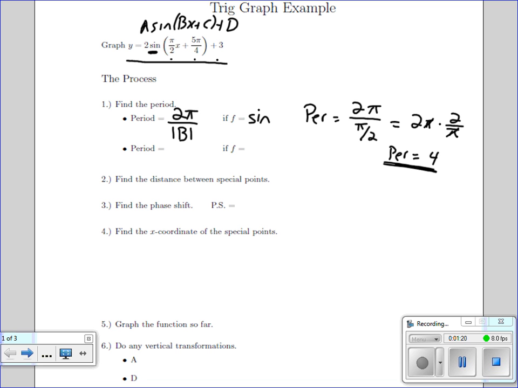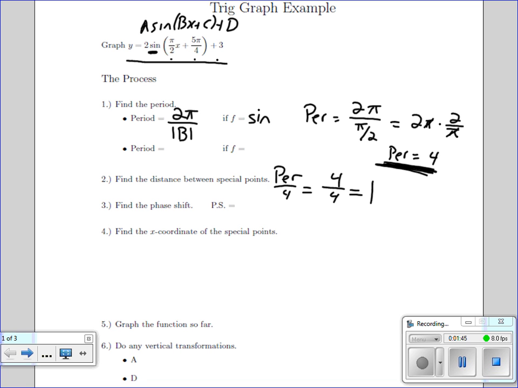The next thing to do is find the distance between our 5 special points on the graph. The period was the distance before the graph starts repeating itself. Each special point will be separated by period over 4. So that, in our case, is 4 divided by 4, which is just 1. So each of our special points is separated by a distance of 1 unit.